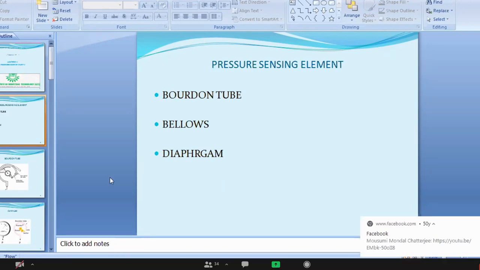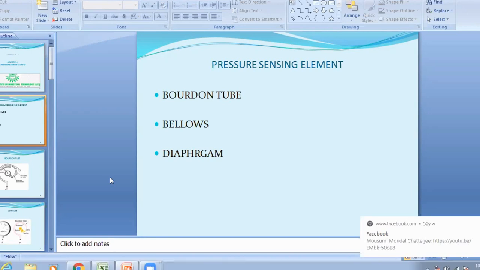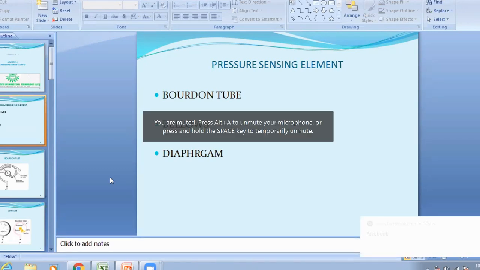Sir, can you share some real life examples, applications where all of them are used in real time? Examples are hydraulic pressure measurements and pneumatic pressure measurements in industry. Among the elastic pressure sensors, Bourdon tube, bellows, and diaphragm, mostly the Bourdon tube and bellows are preferred because they can measure high pressure. The diaphragm is the second choice, while Bourdon tube and bellows are the first choice.